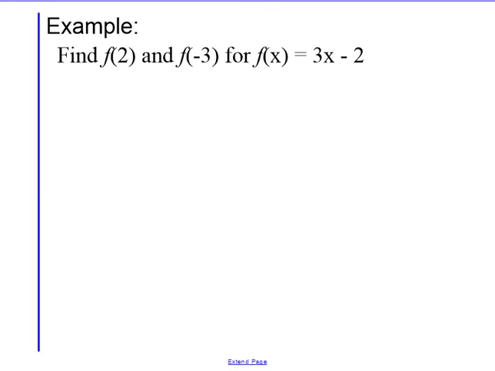Find f of 2 and f of -3 for f of x equals 3x minus 2. So our function for this problem is f of x equals 3x minus 2. First, we're going to take a 2 and plug it into the x, right there.